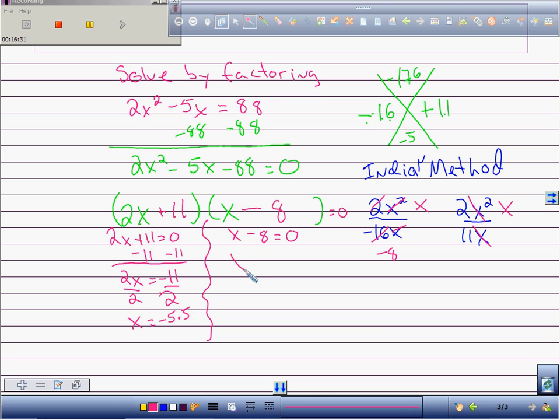Over here, I just get x equals what? X equals 8. So these are my two solutions to this quadratic equation. What numbers, when I plug them in here, will make this multiply to 88? If I plug in 8 in here, I'll get 88. And if I plug in negative 5.5 in there, I'll get 88. I know that's a lot of input.